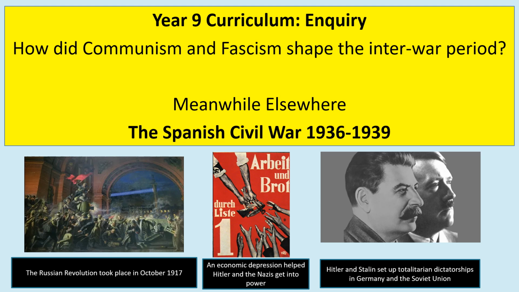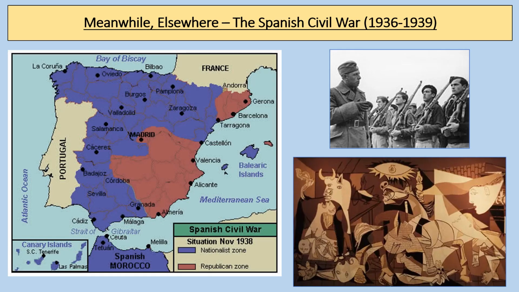Hello and welcome to this Meanwhile Elsewhere on the Spanish Civil War, which took place between 1936 and 1939 as part of our inquiry, how did communism and fascism shape the interwar period? So in this Meanwhile Elsewhere, we're going to focus today on the Spanish Civil War, which is a really important event that took place between 1936 and 1939 between two different groups within Spain who were called the Nationalists and the Republicans.